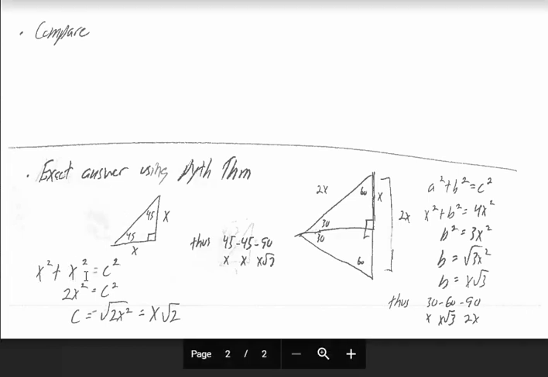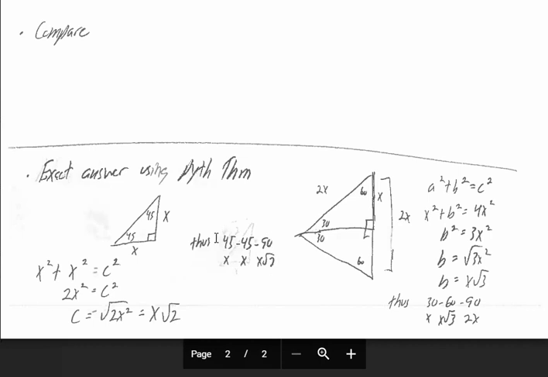So x squared plus x squared equals c squared. That would be 2x squared equals c squared. So c is the square root of 2x squared. That x can be brought out due to our radical properties. And so that hypotenuse is x, whatever those legs are, times the square root of 2.